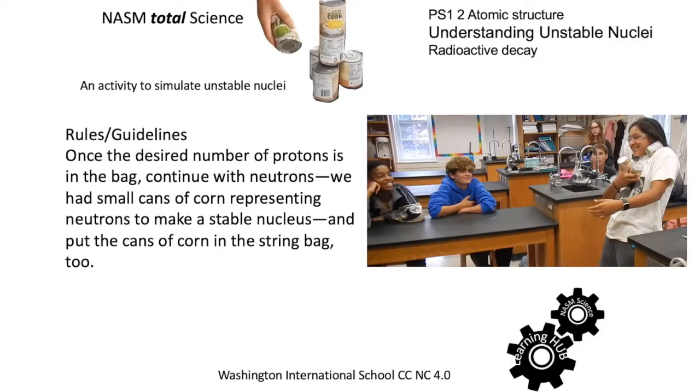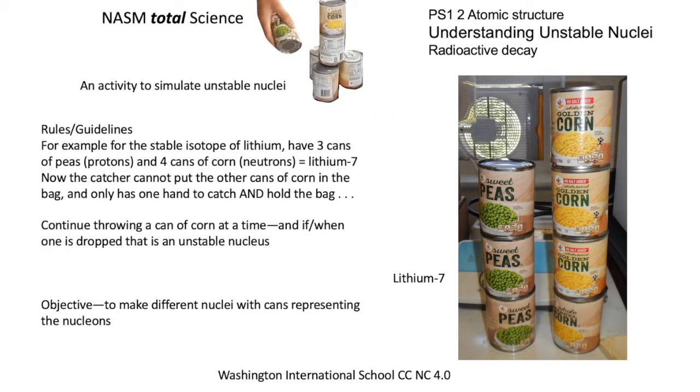And once the required number of protons is in the bag, continue with neutrons. We had small cans of corn, one can representing one neutron, and put those in the string bag too. And continue until you have a stable nucleus. Here we have lithium 7 with three cans of peas, protons, and four cans of corn, neutrons. Then continue throwing a can of corn at a time, but they are not going to be put into the bag. And if and when one is dropped, that's going to represent your unstable nucleus.